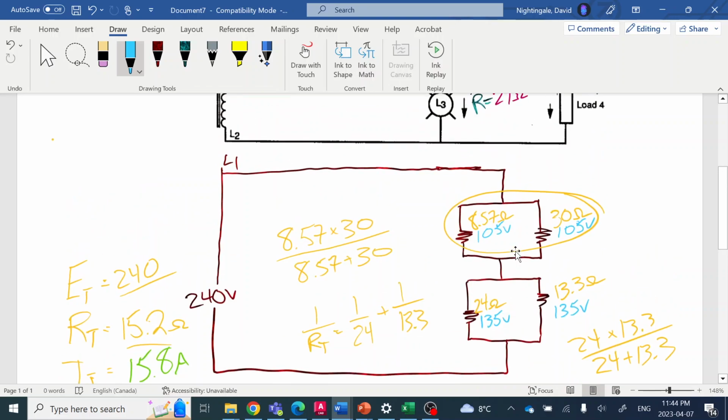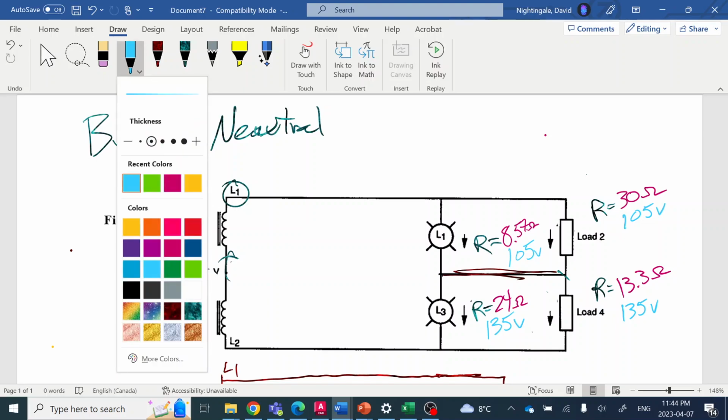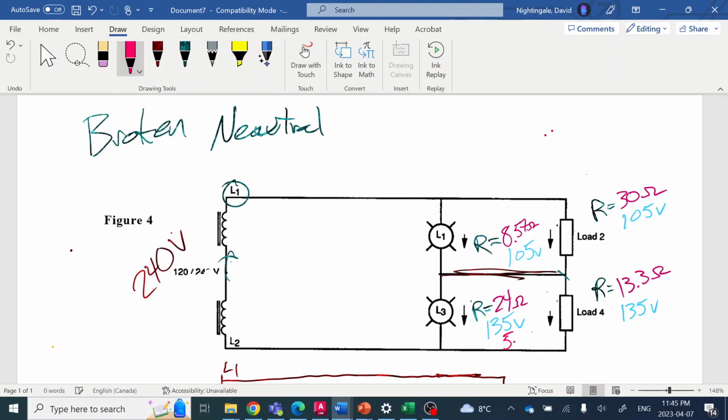All right, so I have my voltage drops there, so I'm going to add them to my original question up here. So 135 volts, 135 volts, 105 volts, 105. So now I could, if I wanted to, figure out my current going through those as well, line 1, line 2, and line 3. So for the heck of it, let's do that. So 135 divided by 24, I have 5.63 amps. 135 divided by 13.3, I have 10.1 amps, we'll call it 10.2 amps.